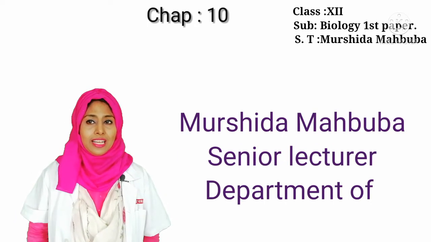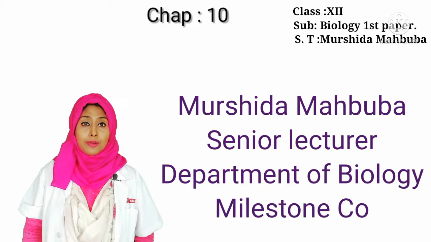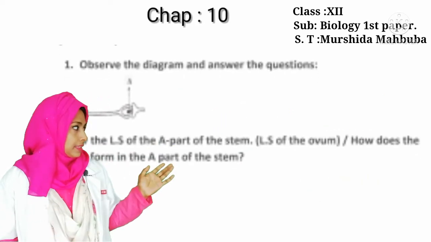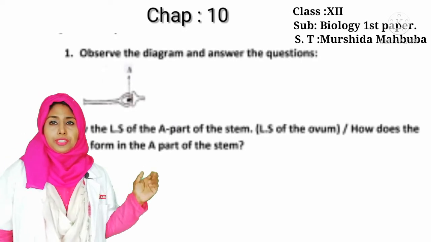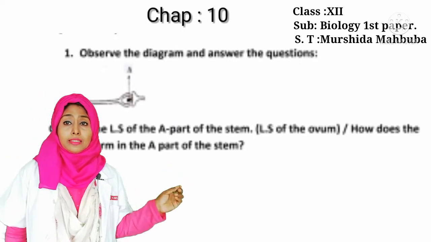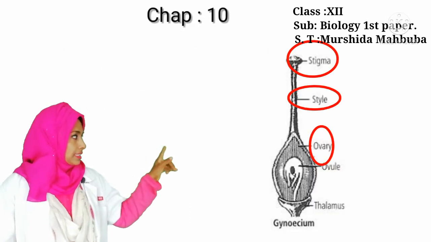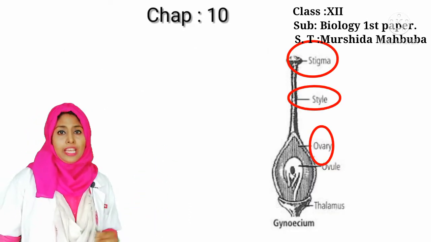In our previous class, we discussed some topics. My dear students, there is a creative question. Observe the diagram and answer the questions. In this diagram, there is stigma, style and ovary.